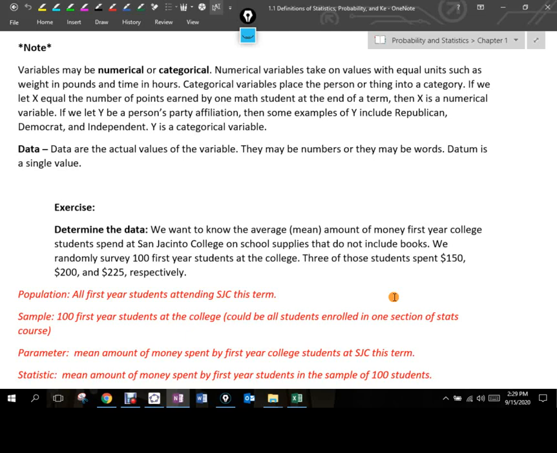So data are the actual values of the variables, okay? Depending on what type of variable you have, the data might be numerical or it might be one of the categories. They may be numbers or they may be words. You're not going to hear me say this word a lot, but datum is a single value, okay? When I refer to a single value of data, I refer to it as a data point, but we can say datum if we want to.